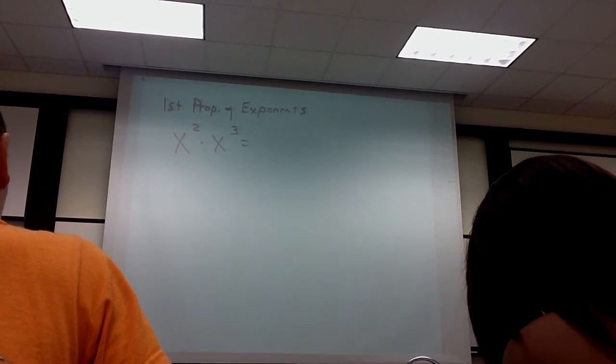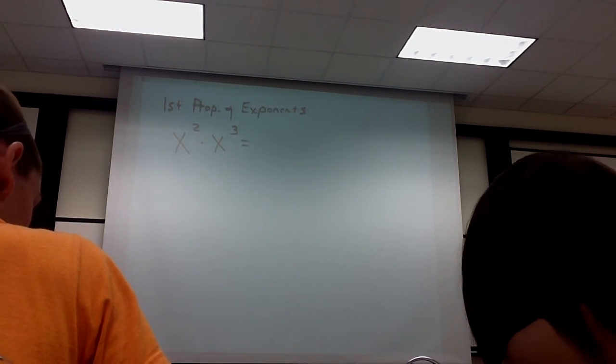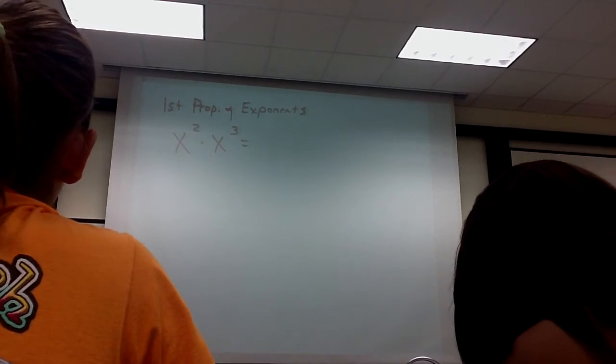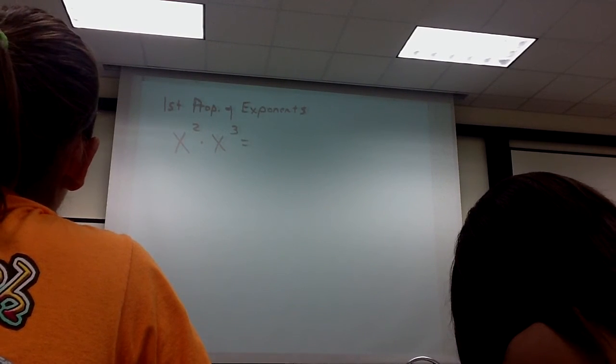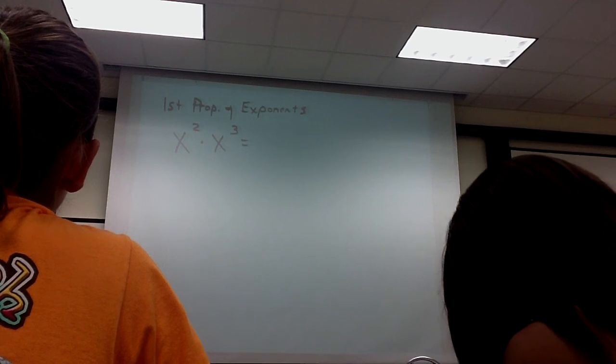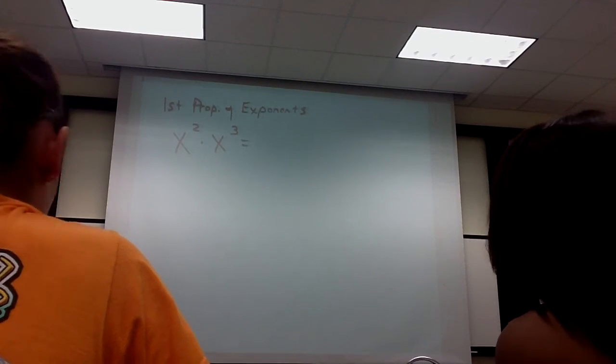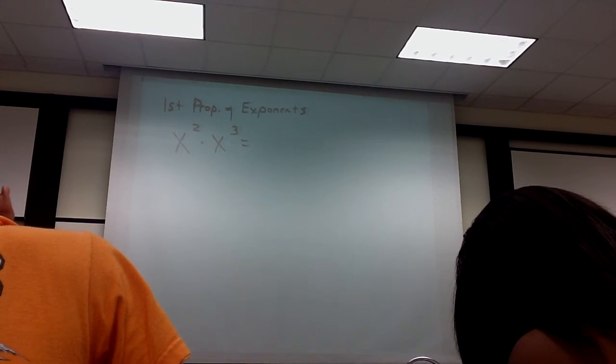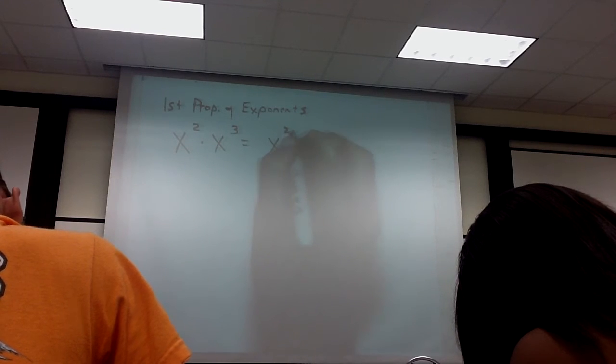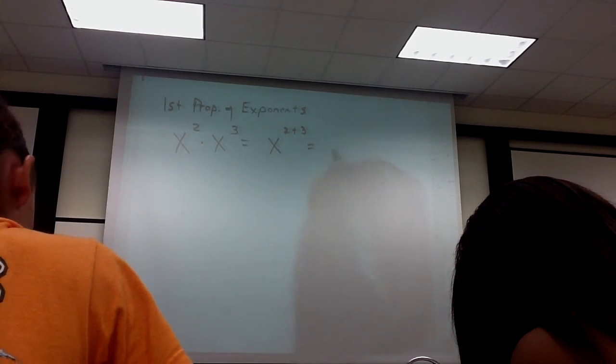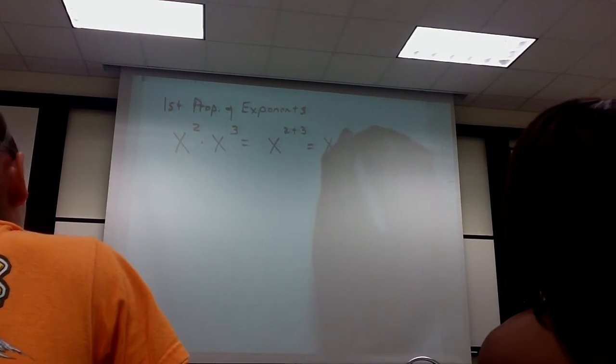If I'm multiplying two exponential expressions that have the same base, did you notice that? They have the same base. What do I do with those exponents? Add them. You got it. And you won't write that down like that, but giving you the idea, it's extra clear.